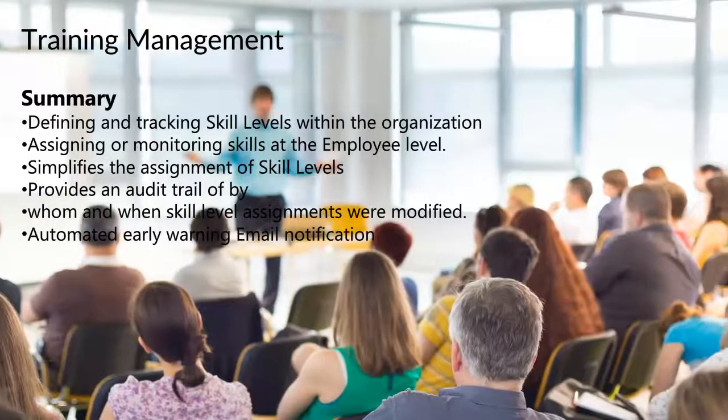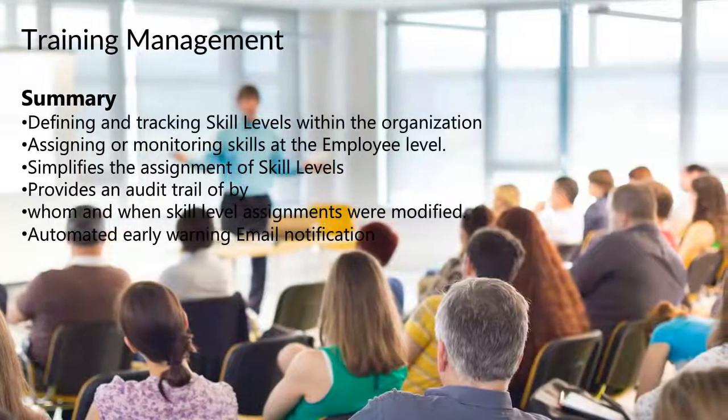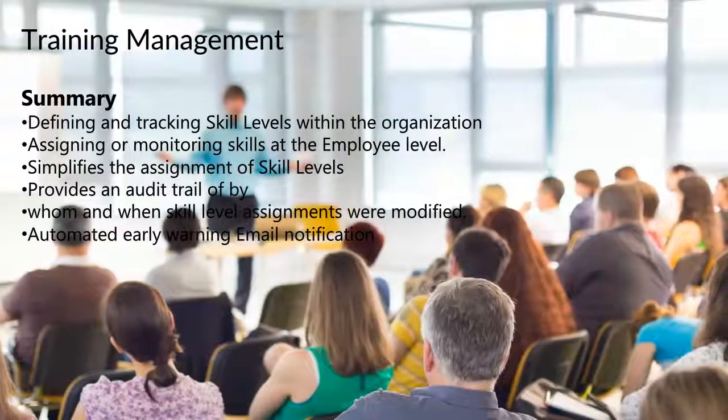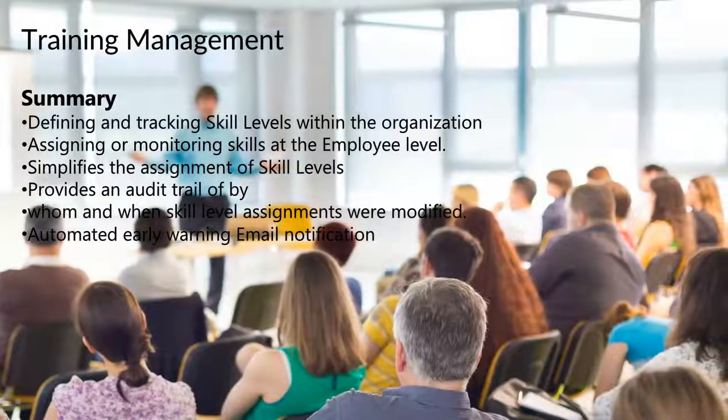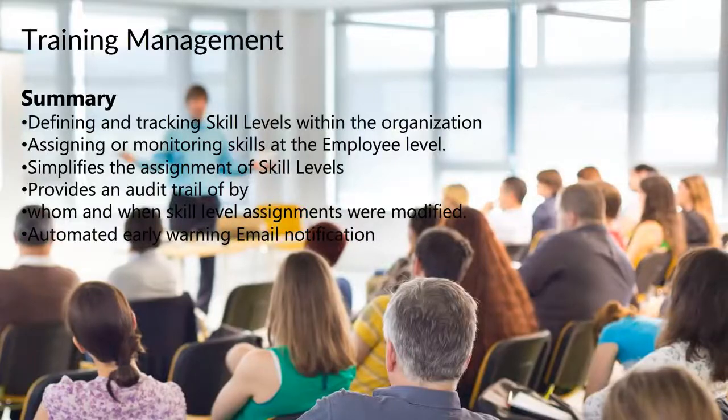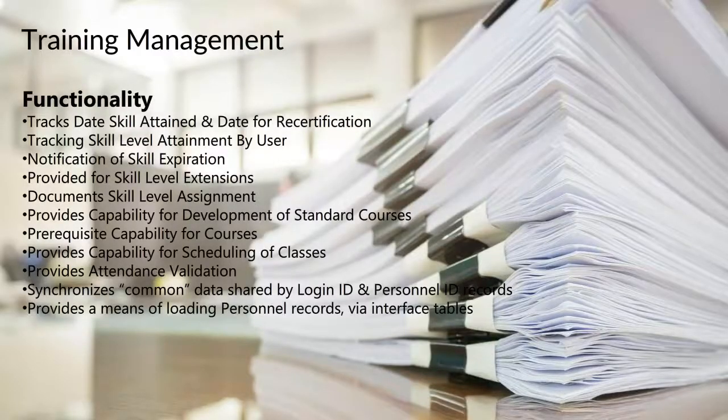Additionally, this module provides for automated early warning email notification to the employees and/or the supervisor when skills with predetermined expiration dates are due for recertification. The TM module's basic functionality is summarized here. It tracks skills by user by date attained. It provides the ability of notification for skill level attainment.